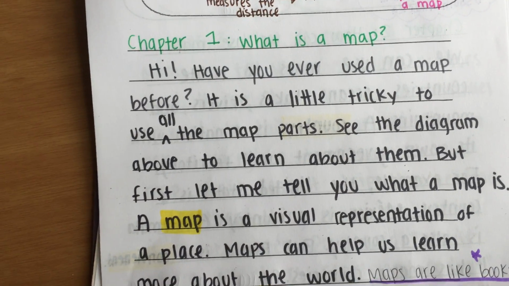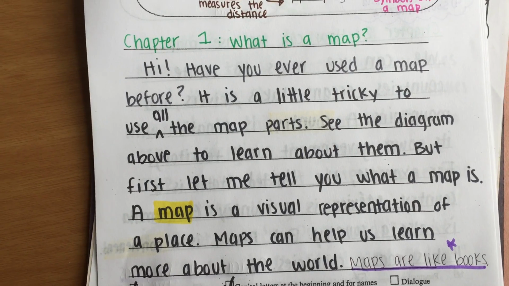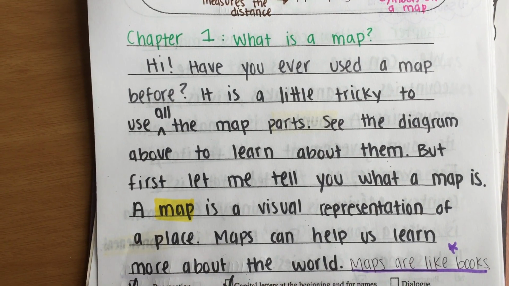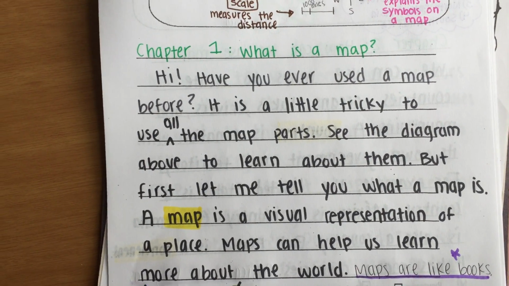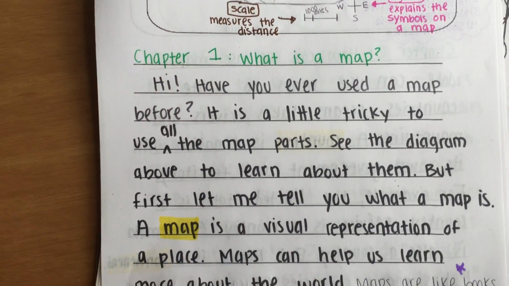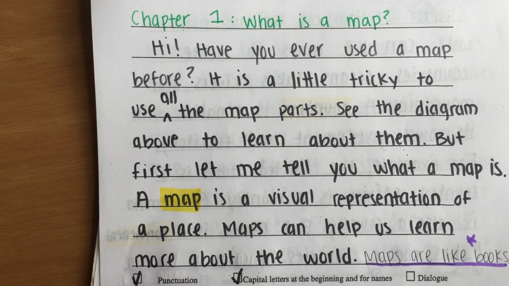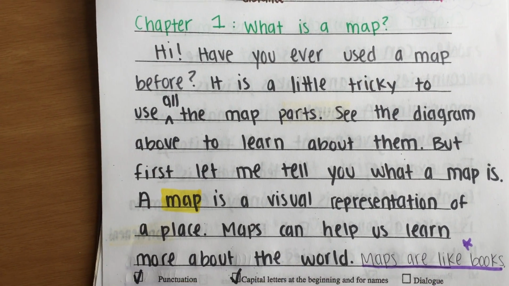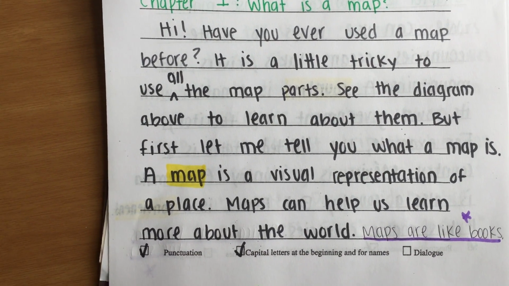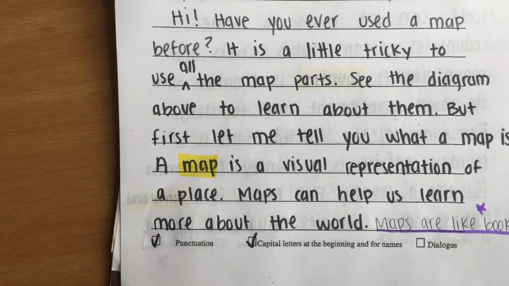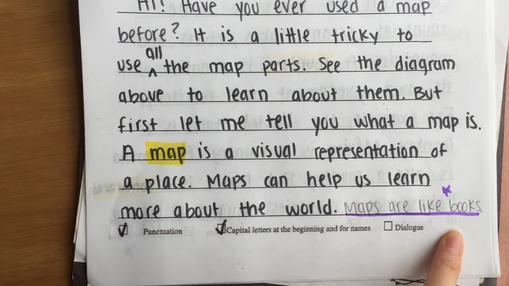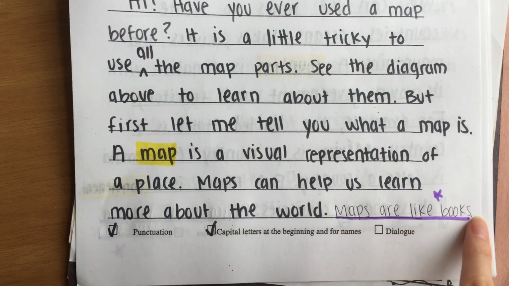Hi, have you ever used a map before? It is a little tricky to use all the map parts. See the diagram above to learn about them. But first, let me tell you what a map is. A map is a visual representation of a place. Maps can help us learn more about the world. Maps are like books. So there is my comparison.